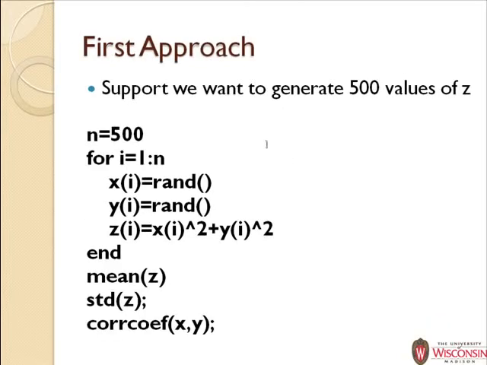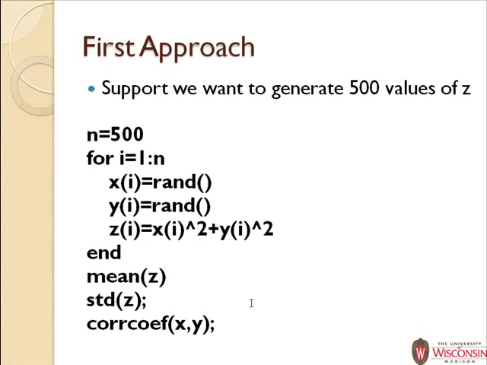So a loop might look like this. This loop generates 500 values of x, 500 values of y, and then combines those to form 500 values of z. So I use a for loop to loop through here 500 times. Then I calculate the mean of z, the standard deviation of z, and then the correlation coefficient between x and y. So how long does this take?